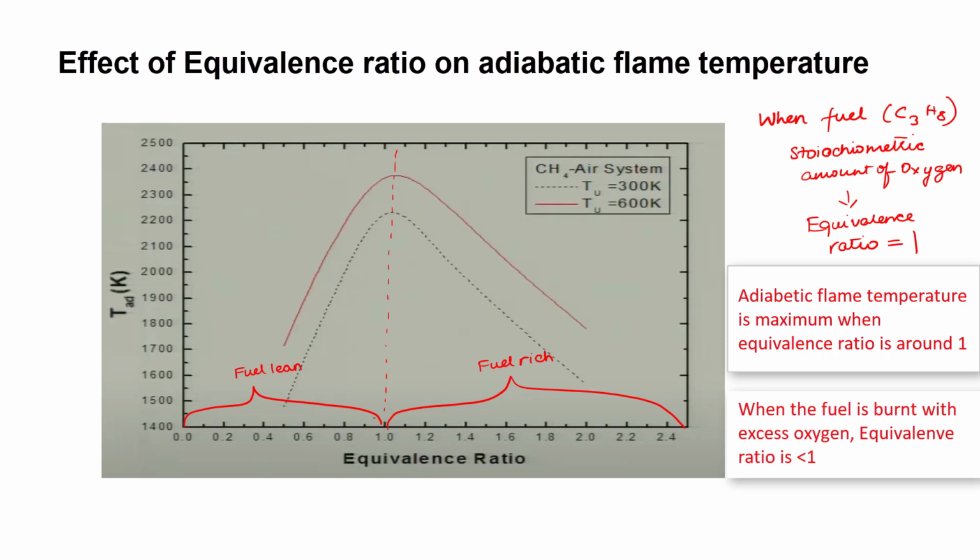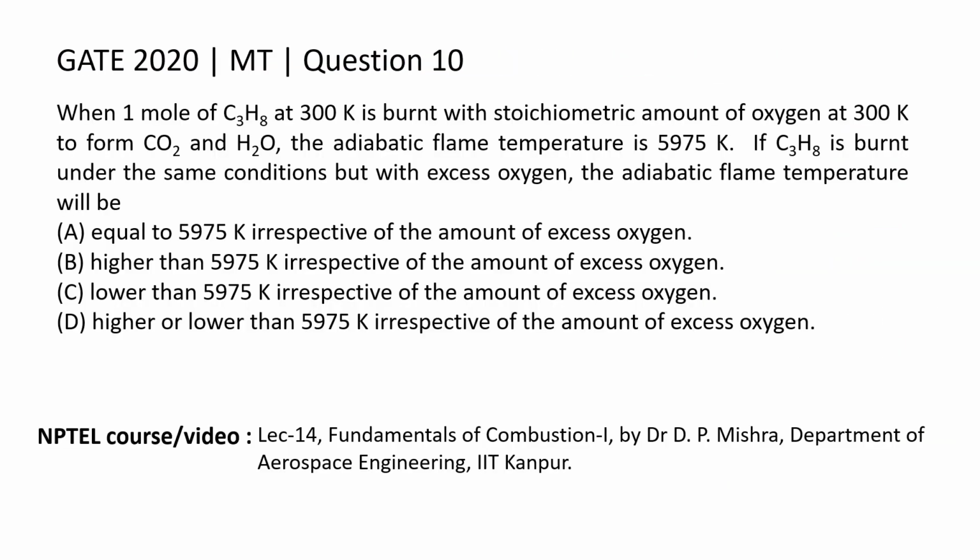When the fuel is burnt with excess oxygen than the stoichiometric oxygen, the equivalence ratio will be less than 1 and the fuel lean condition will be achieved. So the adiabatic flame temperature decreases as shown in this graph. So when propane is burnt under the same conditions but with excess oxygen, the adiabatic flame temperature will be lower than 5975 Kelvin irrespective of the amount of excess oxygen. So the answer is option C.